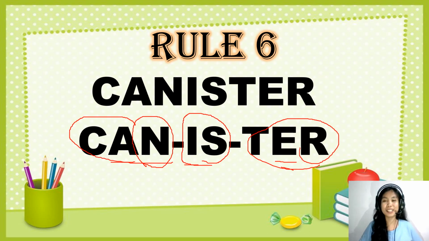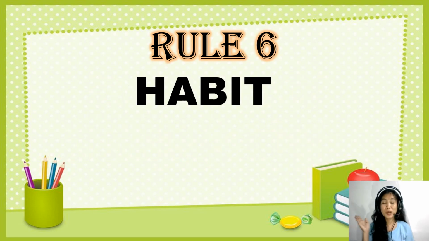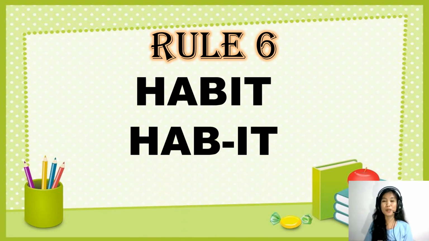Okay, last one. Let's use the word habit. Habit. How many vowel sounds are there in the word habit? Correct, there are two. Therefore, how many syllables are there? Correct, there are also two. Now, what are the vowel sounds in the word habit? Okay, we have A and I. Correct. How should we syllabicate habit? Very good. It will be hab and it.